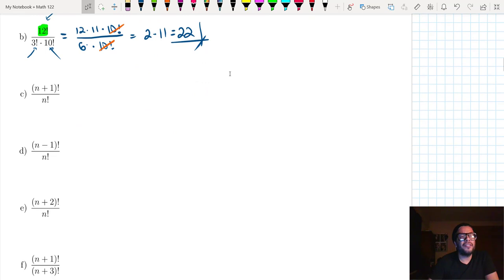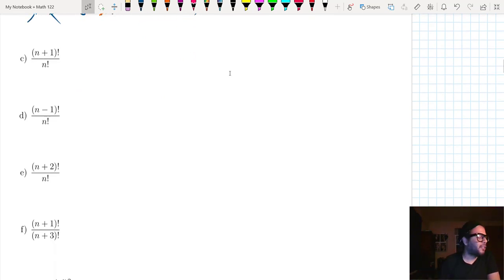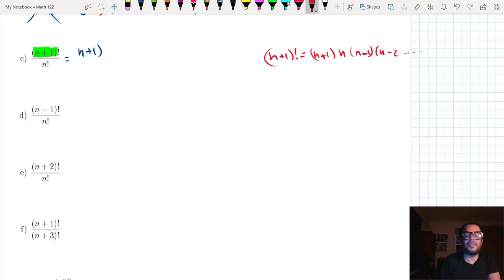All right, let's look at letter C. Now, factorials that contain variables only, no numbers. We still do the same: identify the factorial with the largest number and write it in terms of the factorial with the smaller terms. So for example, n plus 1 factorial, let me do this on the side. This would be the same as n plus 1 times n times n minus 1 times n minus 2, etc.